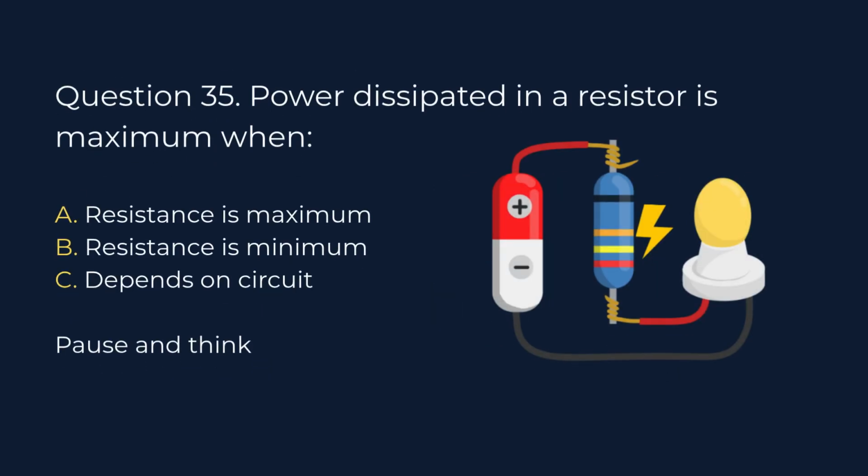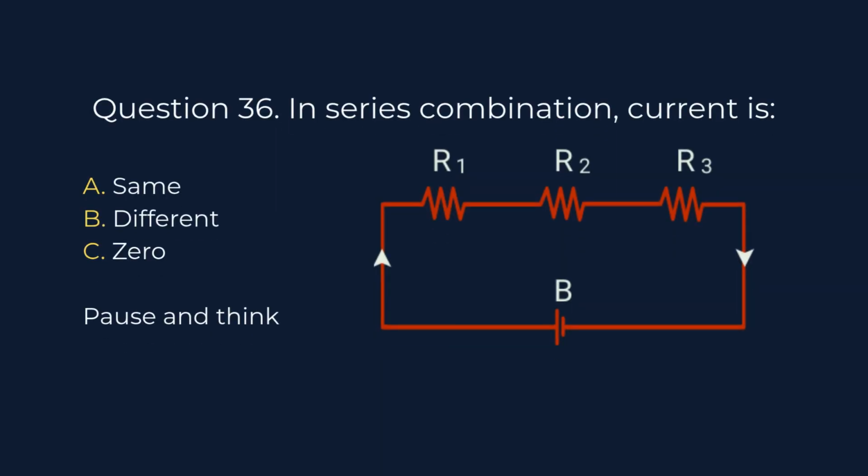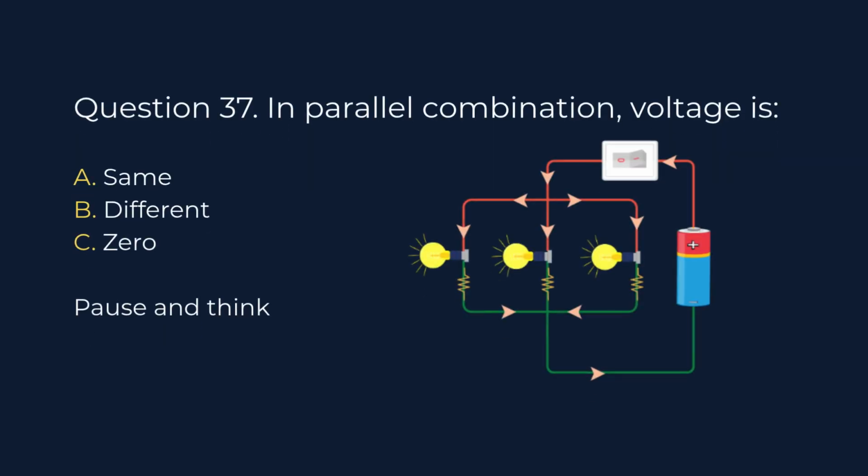Question 35. Power dissipated in a resistor is maximum when A, resistance is maximum, B, resistance is minimum, C, depends on circuit. Question 36. In series combination, current is A, same, B, different, C, zero. Question 37. In parallel combination, voltage is A, same, B, different, C, zero.